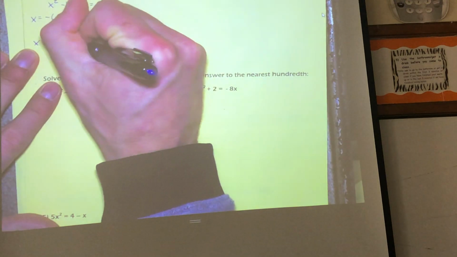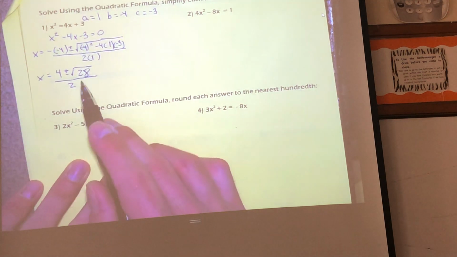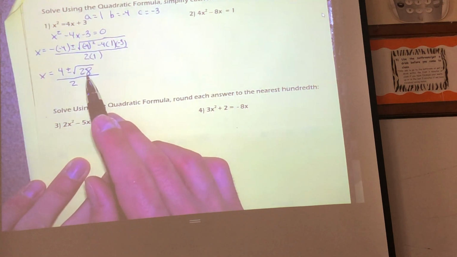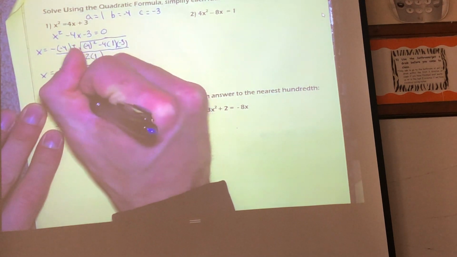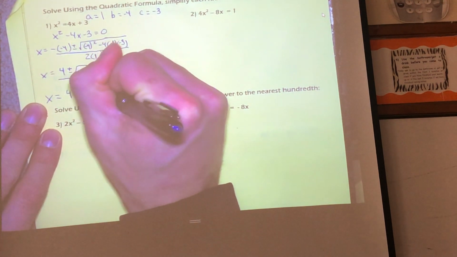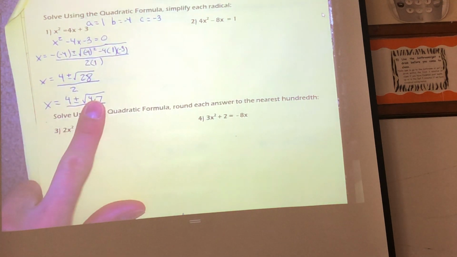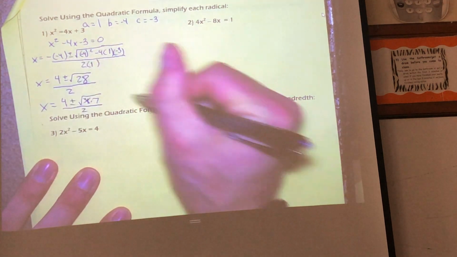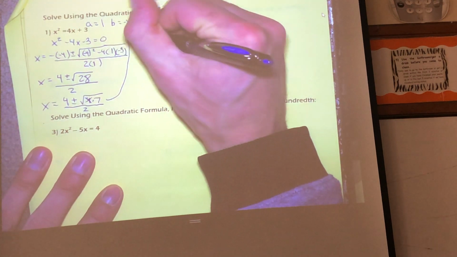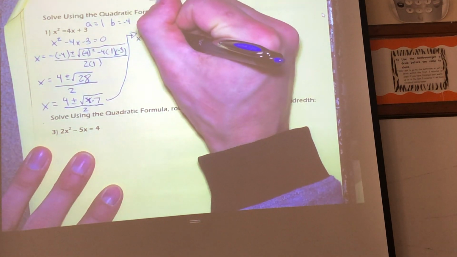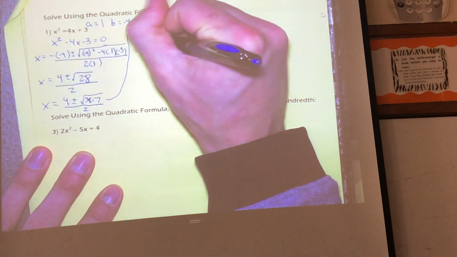Now our directions say we are going to simplify each of these radicals, so that's what we're going to have to do. The next thing, 28 is not a perfect square. We have to rewrite with a perfect square factor. So I have 4 plus or minus the square root of 4 times 7, all over 2. We know that 4 is a perfect square. That will come outside the radical as a 2. So we have x is equal to 4 plus or minus 2 radical 7 all over 2.